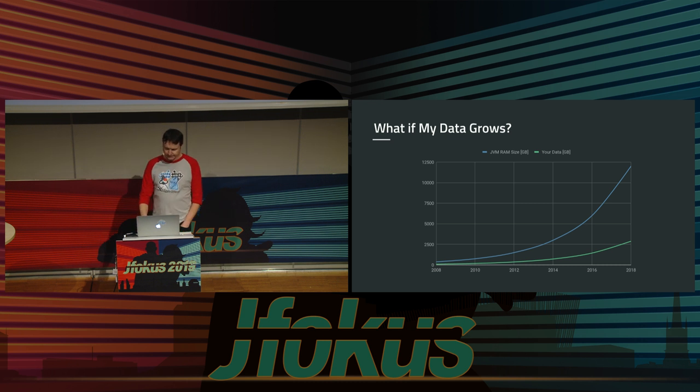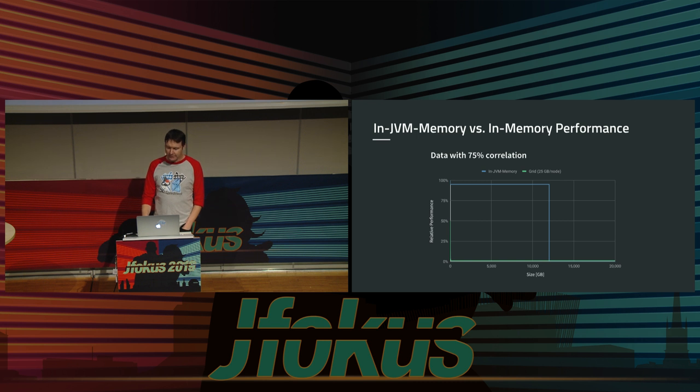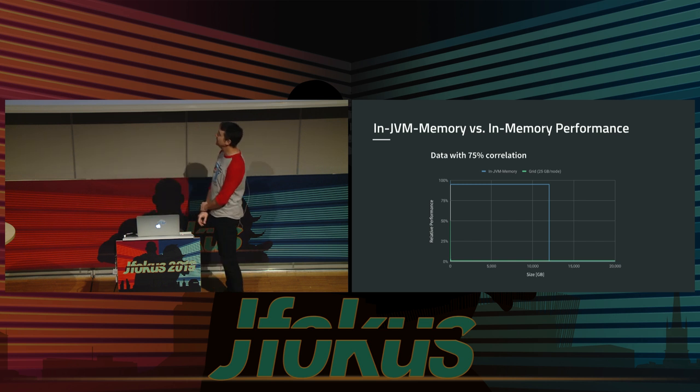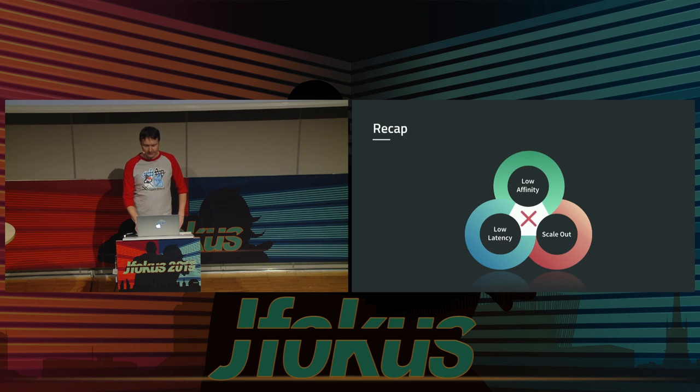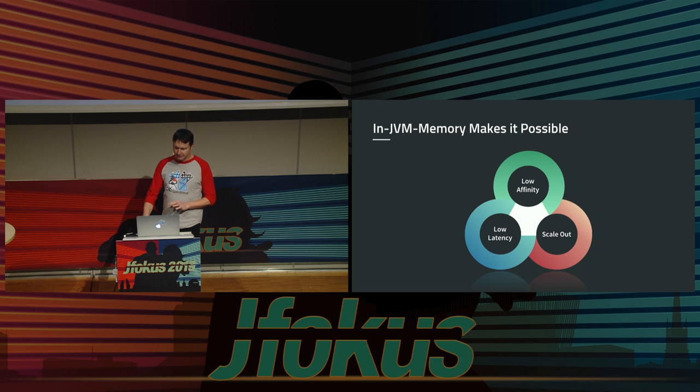Okay, this is another simulation we did with a 7-to-5 correlation of affinity between objects that are being analyzed, and you can see that the performance is consistent for grid solutions, but it's very bad, but it's consistent. Okay, low affinity, low latency, and scale out. You can't do that at the same time. But if you replace scale out with scale up, you can do it.